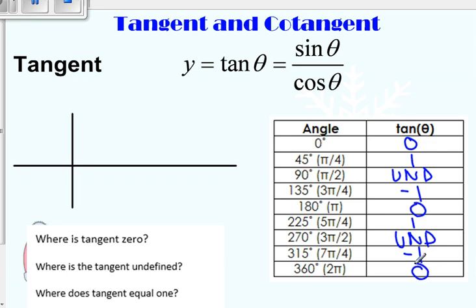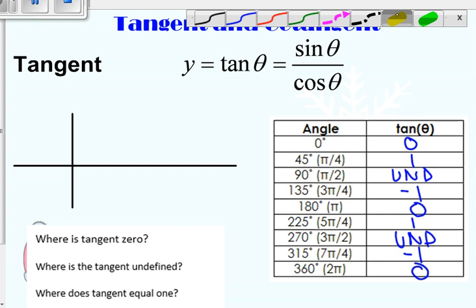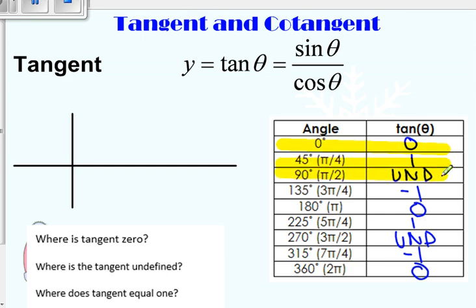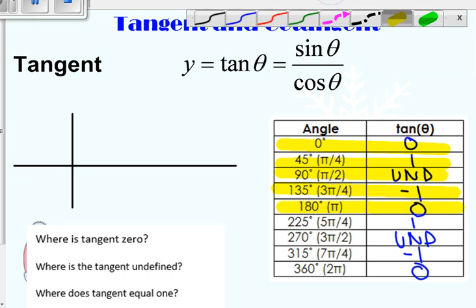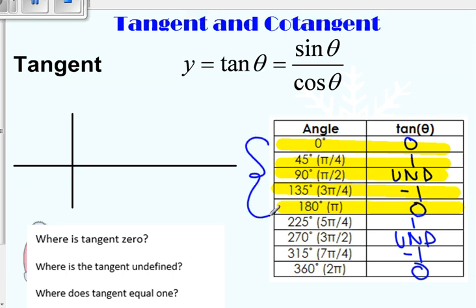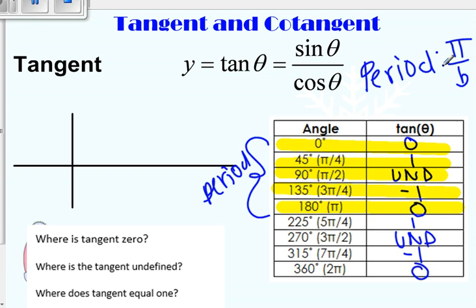Notice that it follows a pattern, and the pattern starts here at 0, and it finally gets back to 0 at pi. And then it repeats itself, right? So 5 pi over 4 is the same thing as pi over 4. 3 pi over 2 is the same thing as pi over 2. So our period here is now pi. So our period is no longer 2 pi over b, but pi over b. Again, where cosine, sine, secant, and cosecant are 2 pi over b.